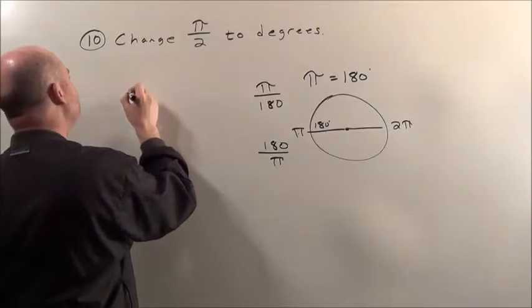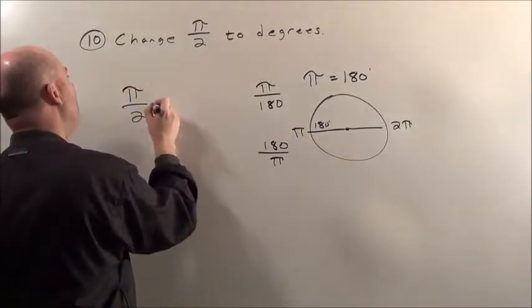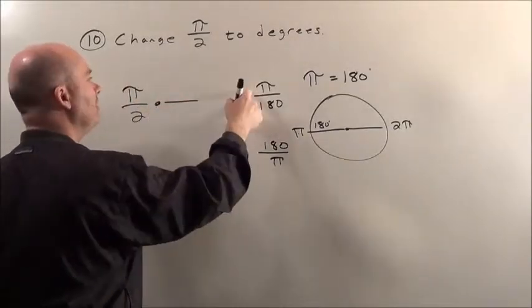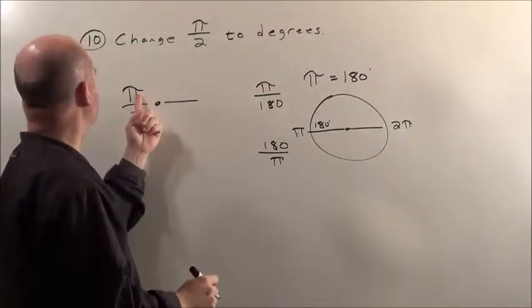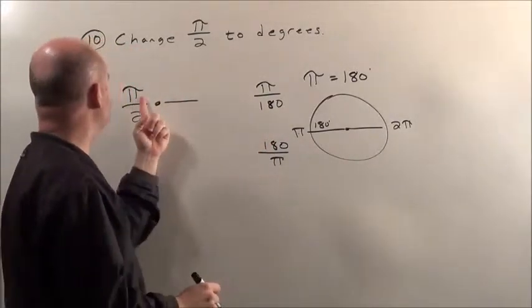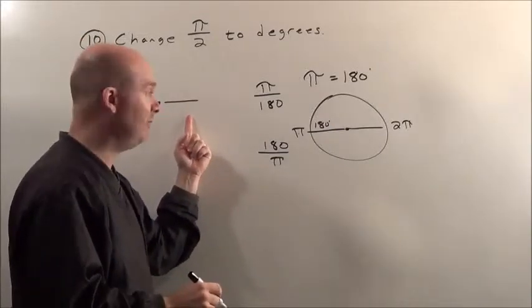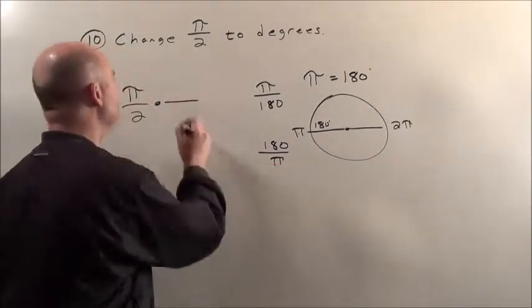Therefore, what we're going to do is to simply take pi over 2. I've got to multiply it by either this guy or this guy, one or the other. Well, if you've got to get rid of the word pi, and you have pi up top, you've got to have it in the bottom to get rid of it. This is the one that makes sense then.